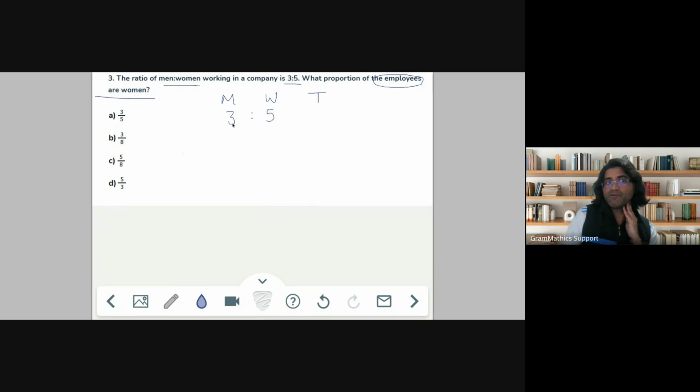So if for every 3 men, there are 5 women in the job, which means the total of the 2 will be 8, isn't it? Now you have to compare what proportion of employees are women. Employees is total, women is this. So women are 5 out of 8. So out of every 8 employees, 5 are women, which means this is 5:8, or 5 divided by 8, because they have given you options here in terms of fractions. Easy? Good.